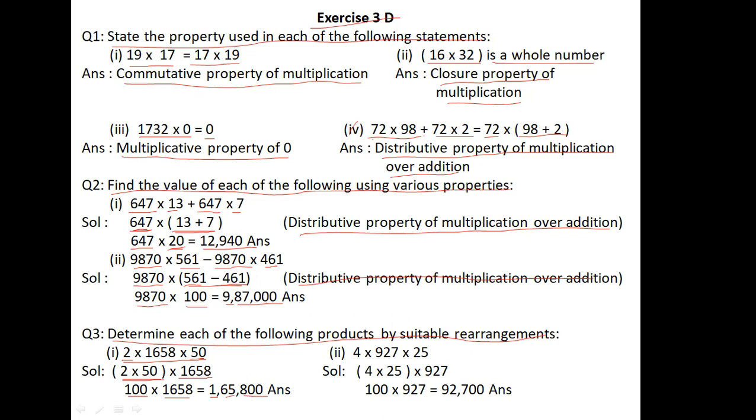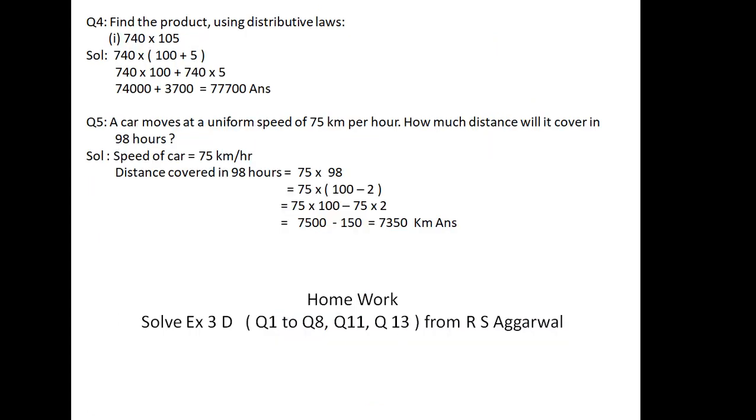Now the second part, 4 into 927 into 25. So 4 and 25 I am writing in one bracket and 927 outside of this bracket. 25 into 4 will come 100. 100 into 927 will come 92,700.